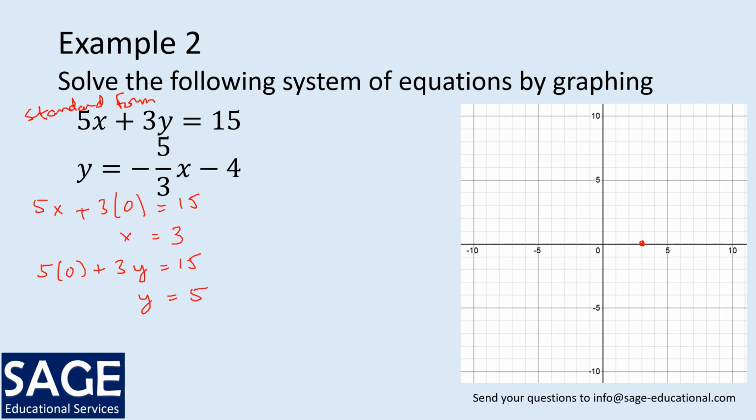So I have the y-intercept as well, and now I can easily join these two through a straight line, and that is a straight line that goes through those 2 points.